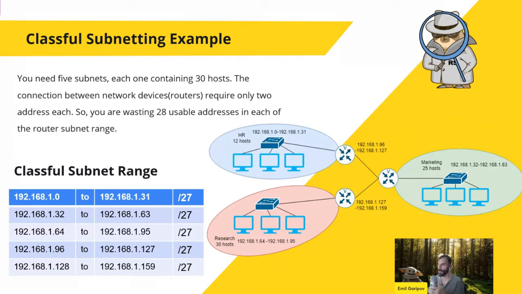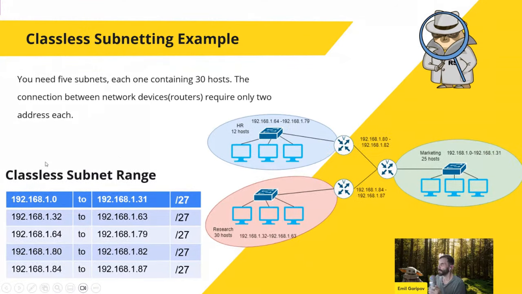For example, here you can see that the router uses the IP range from 1.96 through 1.127. It's a lot of wasting of IP addresses. And with classful subnetting, you cannot flexibly resolve this issue, the issue of wasting IP addresses. Okay, let's move to the next one.